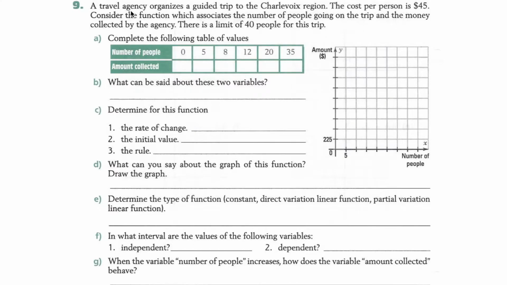Question number 9. A travel agency organizes a guided trip to the Charlevoix region. The cost per person is $45. Consider the function which associates the number of people going on the trip and the money collected by the agency. There is a limit of 40 people for this trip.